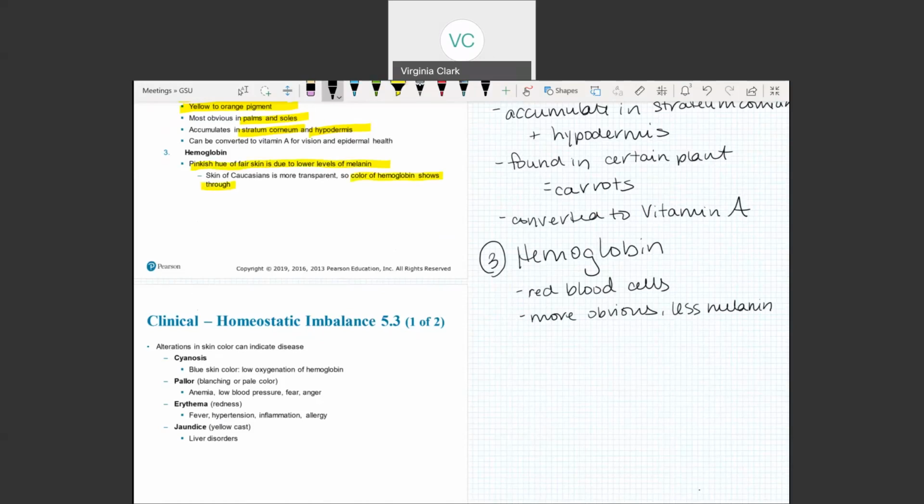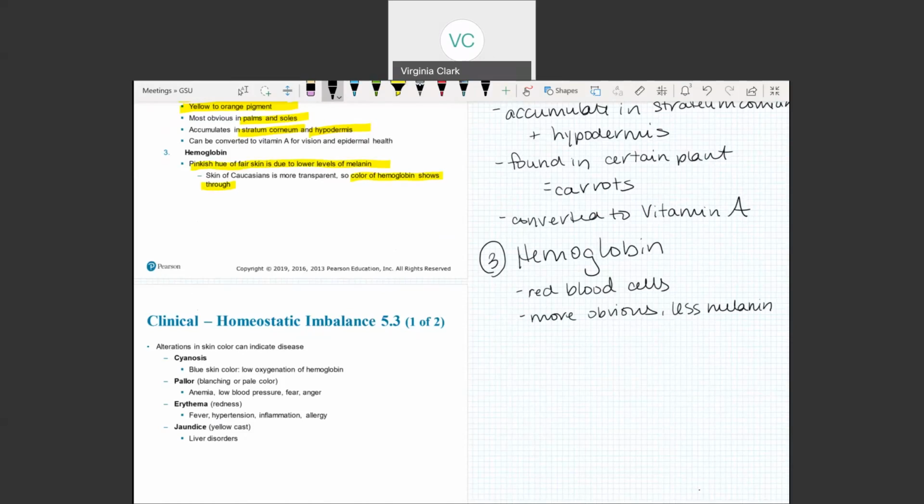So it's kind of a twofold process. Not only are you getting the red color from the red blood cells and the hemoglobin, but it's due to the fact that there's not a darker pigment, that there's less melanin in that area. The dermal capillaries are going to be carrying lots of blood throughout your skin cells, and that's where the red blood cells are going to be found.